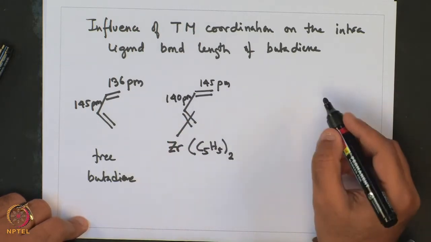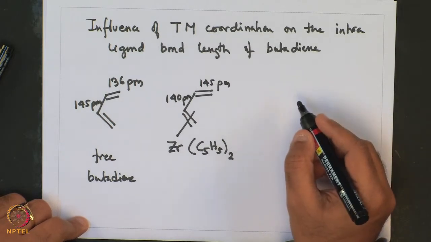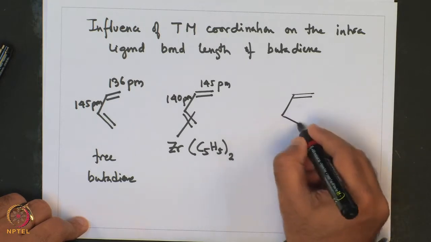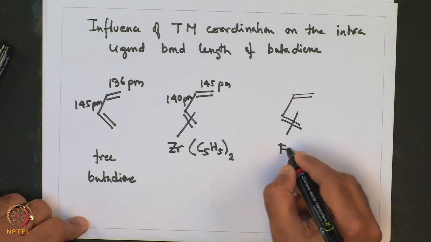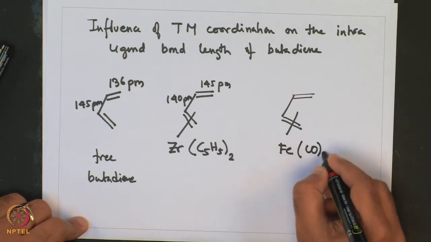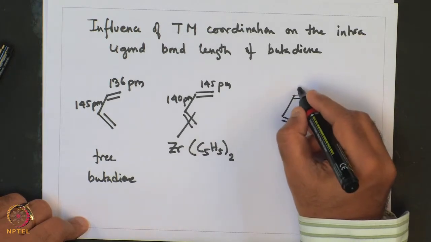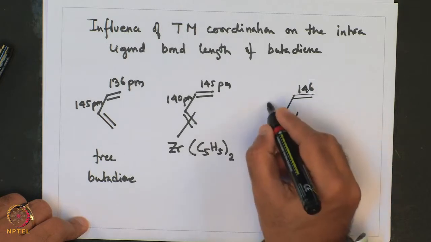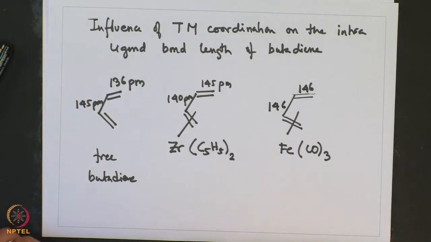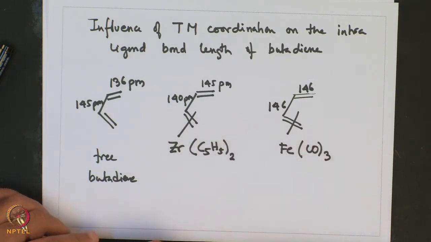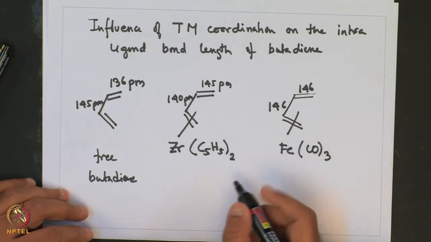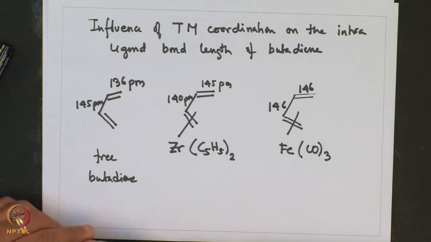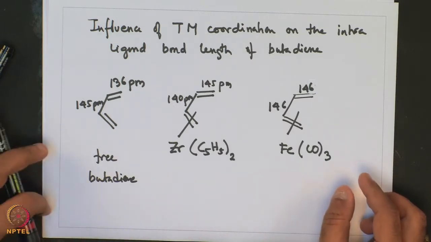The same can be seen from iron coordination, where butadiene is coordinated to Fe(CO)3, the terminal one is 146 and the internal one is 146. So, there is a significant change, the intraligand bond length changes as the metal coordination occurs, and it also depends on the nature of the metal. For example, iron is a more electron rich metal than zirconium, and obviously the extent of the interactions in these two metals would be different.